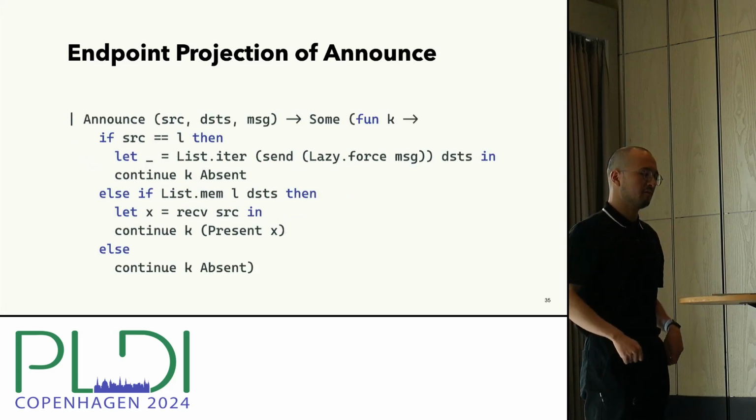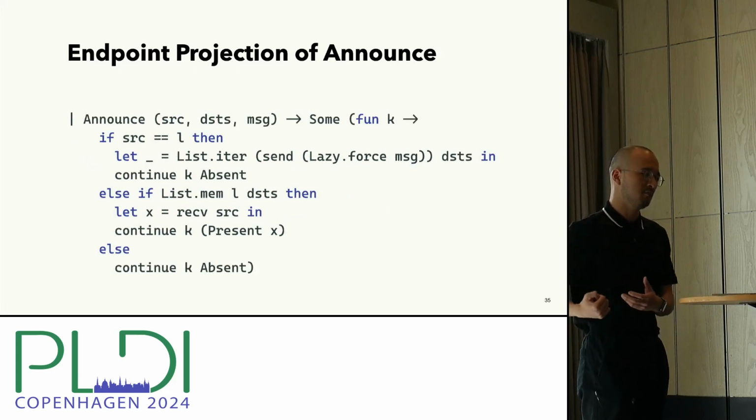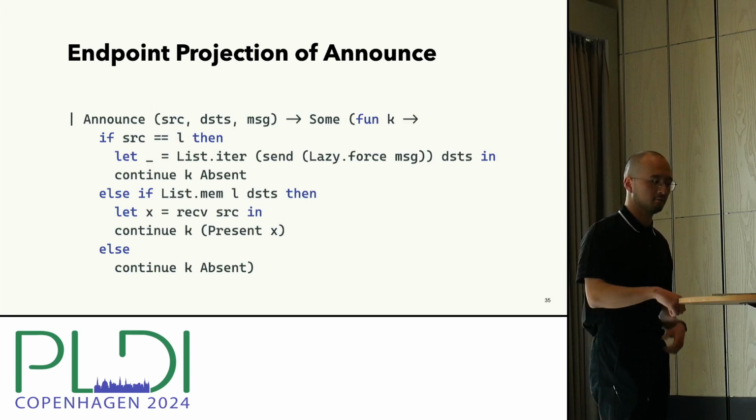The endpoint projection for announce is, again, almost the same as com, except now we are dealing with a list of receivers. So if we are the sender, we need to iterate the send over the receiver list.